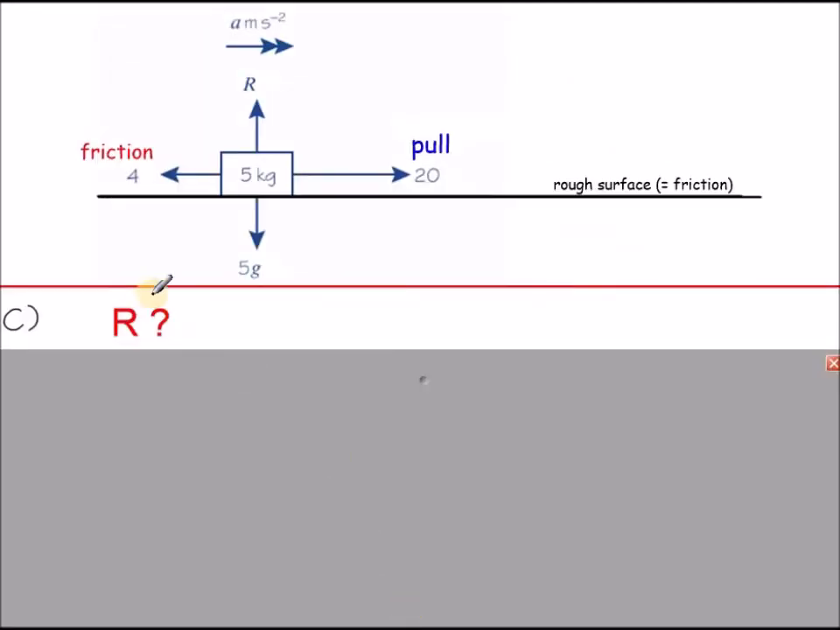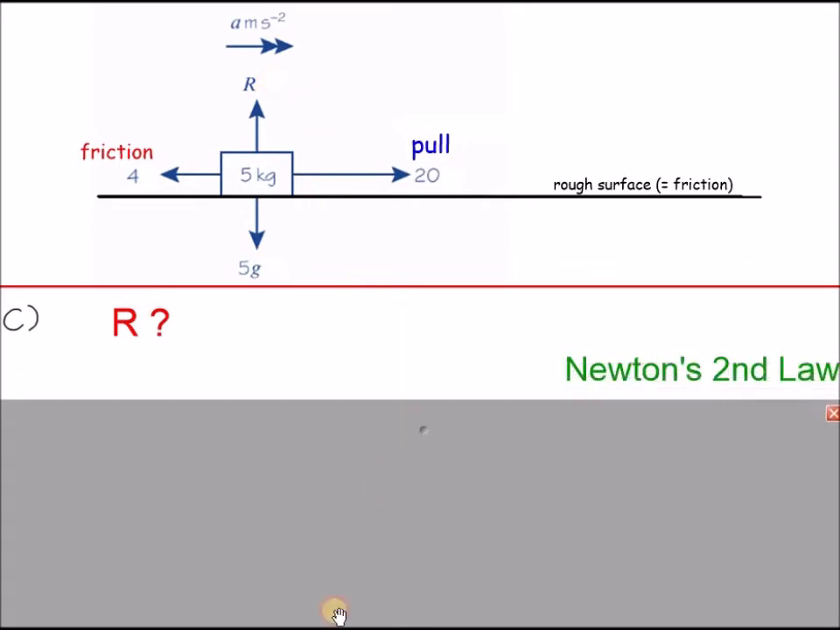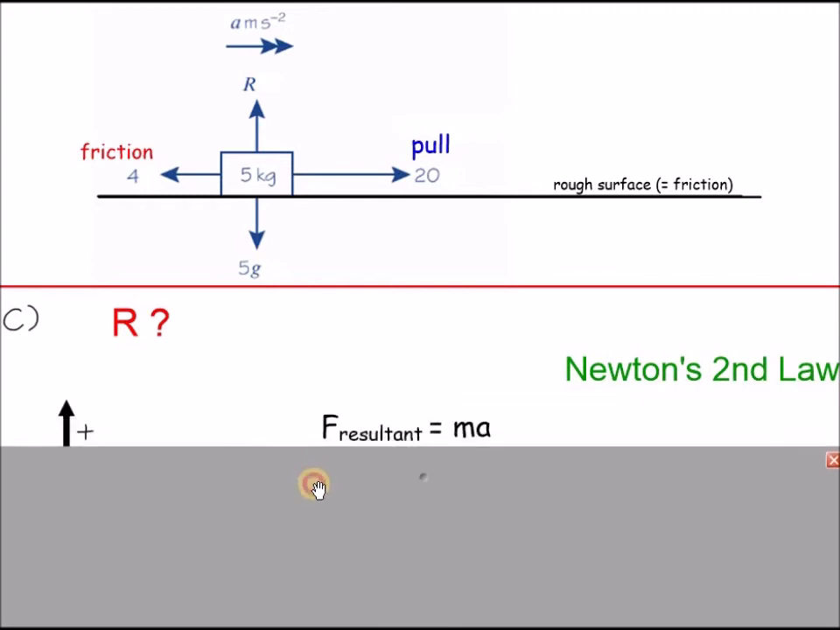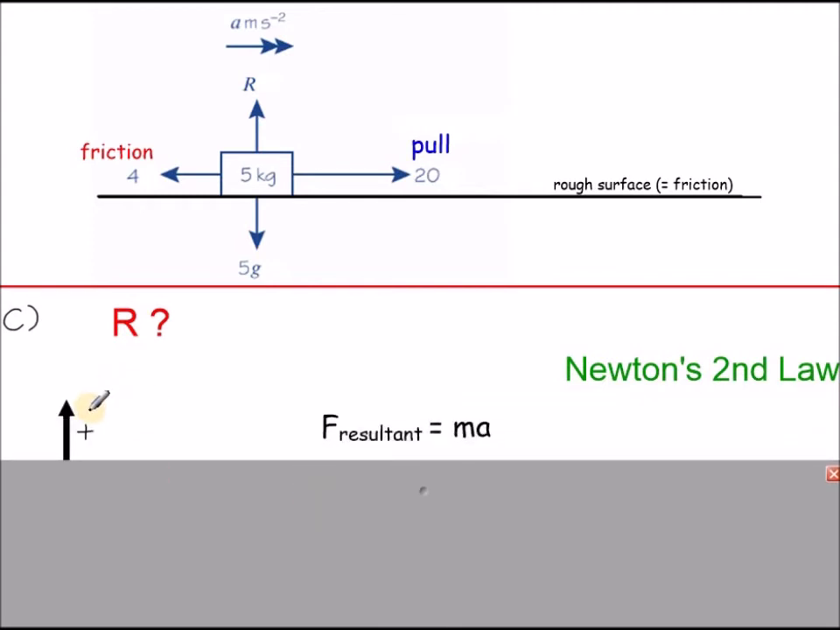Part C. To work out the normal reaction force R, we can use one of two methods. The first one is Newton's second law, F equals ma. Taking this direction as positive, the resultant force is R minus 5g.